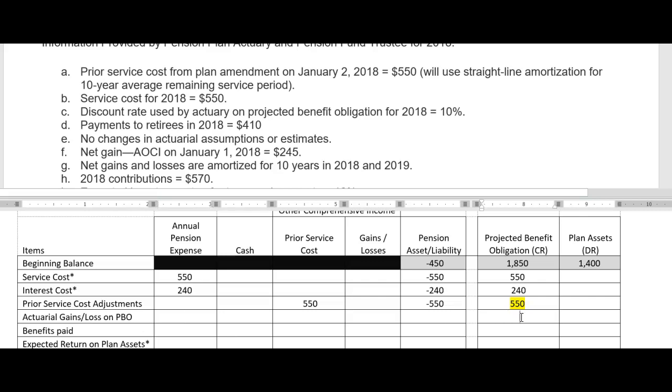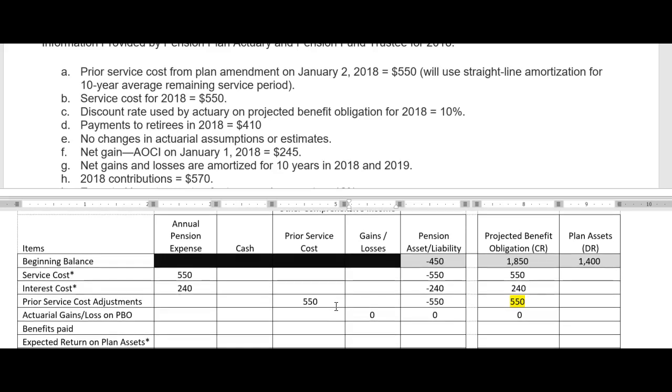So we have no impact there, which means we have no impact on future gains or losses there. So we're just going to put a 0 there. None of that is being impacted in this moment by gains or losses. Okay, and then the last thing we need to work on for the PBO is benefits paid.